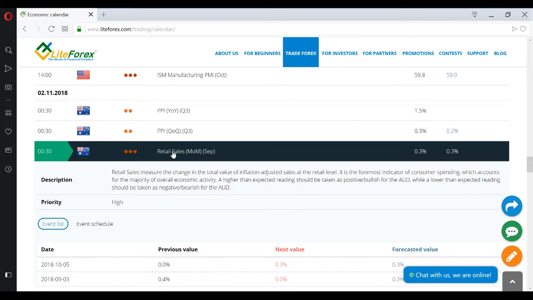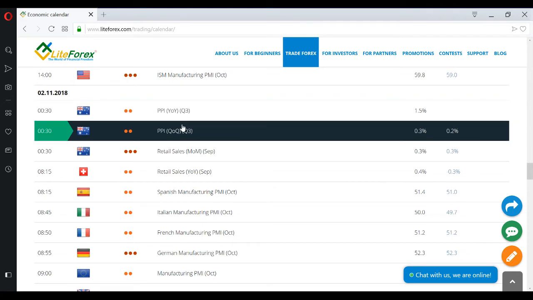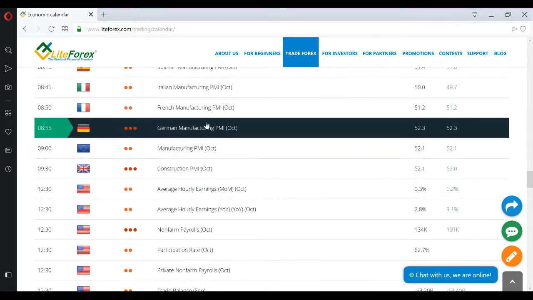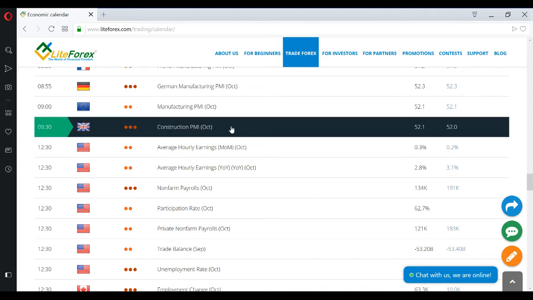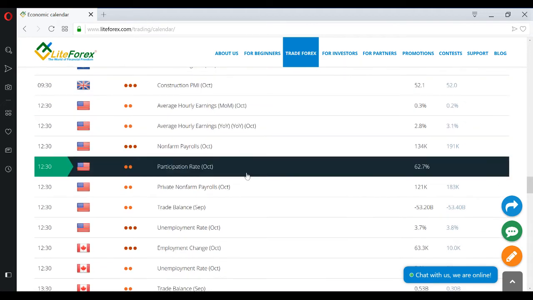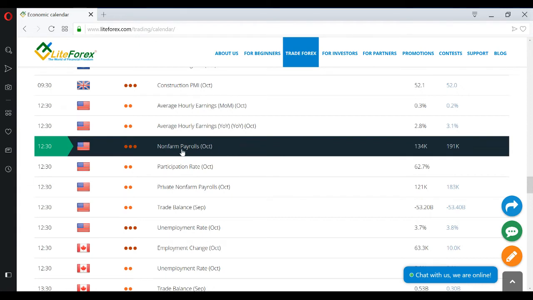And finally, on Friday, more data from Australia, retail sales and PPI, producer price index, German manufacturing PMI and construction PMI for the British pound. And the key event of the day, the highlight, will surely be US labor market data, non-farm payrolls, also known by traders as NFP. This is one of the favorite events of Forex traders to trade because it usually brings all the major currency pairs containing the US dollar in motion.